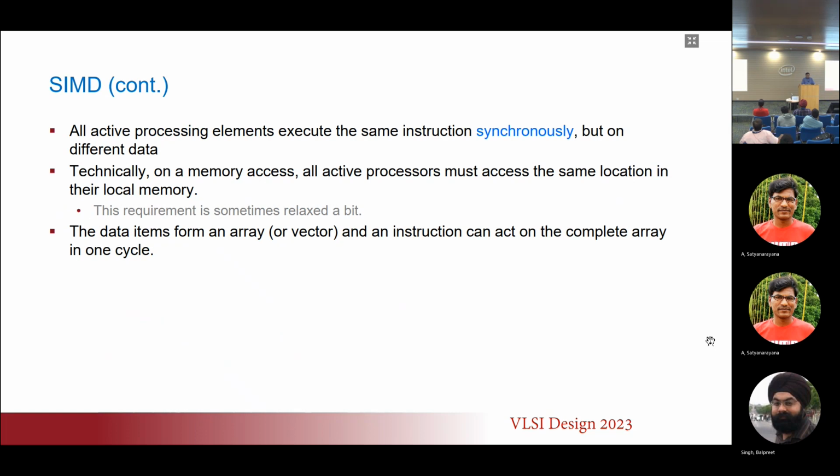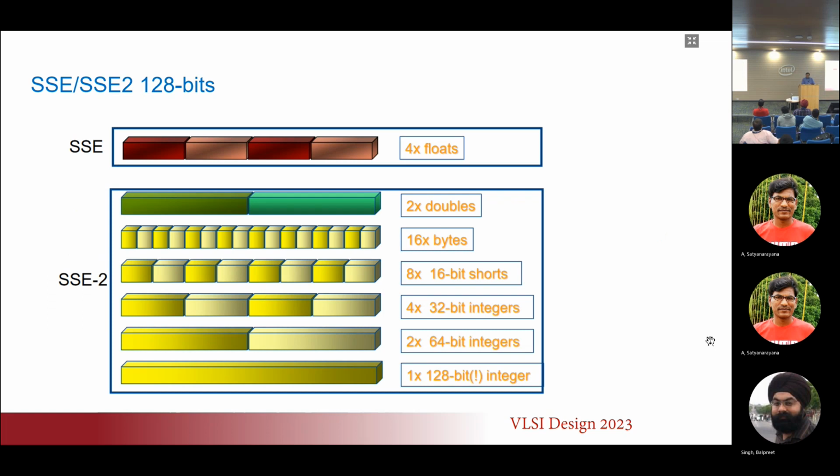So all active processing elements execute the same instruction synchronously, but on different pieces of data. And so that's the basic idea behind SIMD. So let's just look at how Intel organized the old SSE instructions. The SSE had 128-bit registers, and some of you were probably toddlers when the SSE was introduced. And so this is old already, 128 bits. But the memory could be organized as 2 doubles, or 16 bytes, or 8 16-bit shorts, or 4 32-bit integers. So there are many different types of vector operations that you could do.